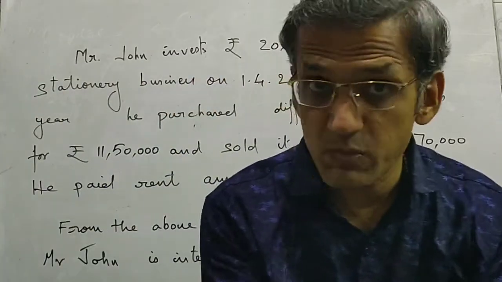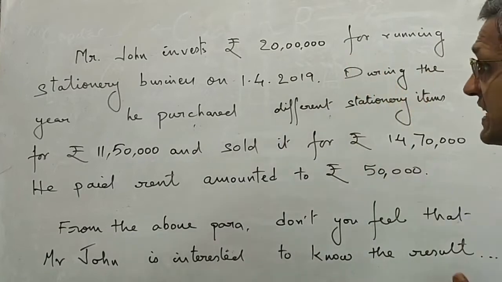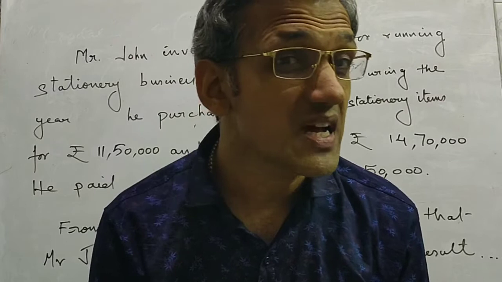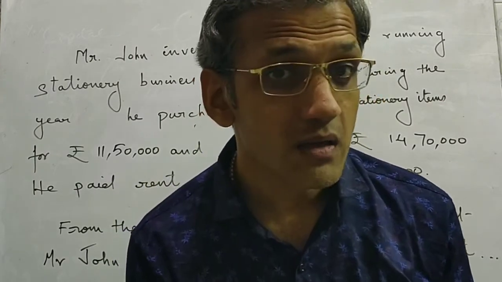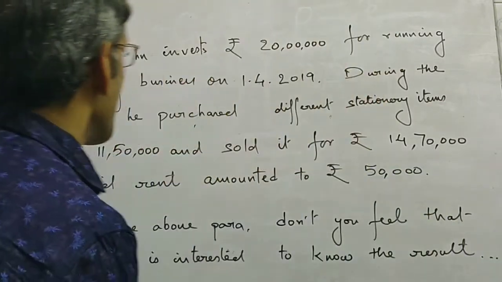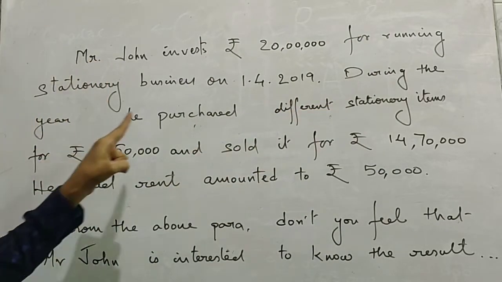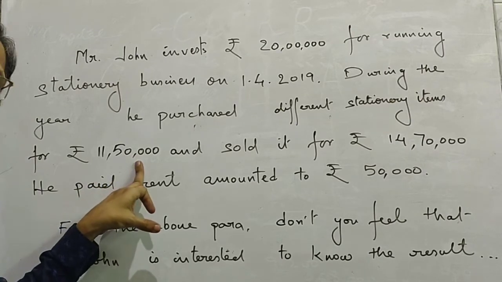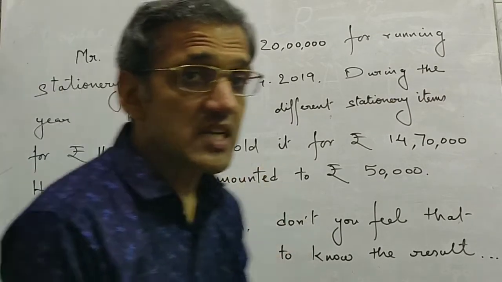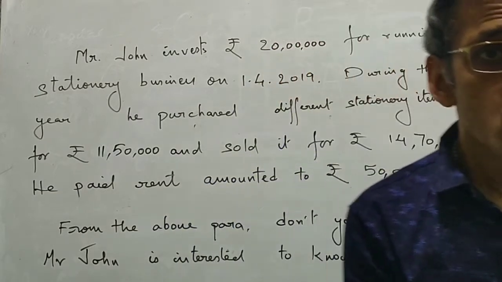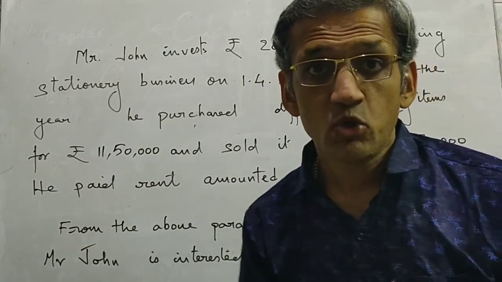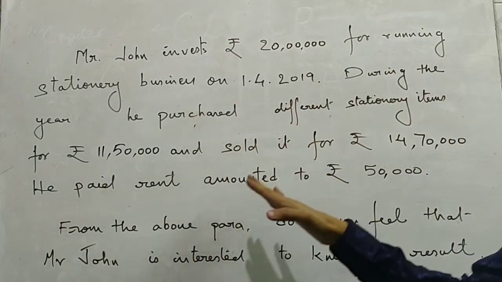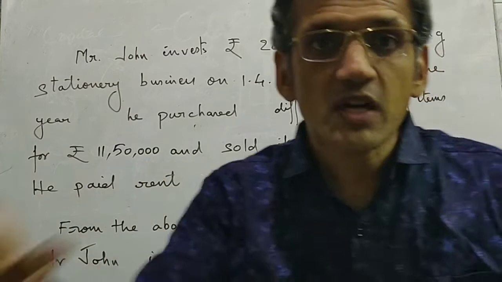So Mr. John is the businessman. He is investing rupees 20 lakh in a business. What do you feel? What is it? Out of CLEAR, it's capital. Good. Now, during the year, he purchased different stationery items for rupees 11,50,000. What I said, when you spend something to generate income is expense. He purchased these items to sell it and to generate income.